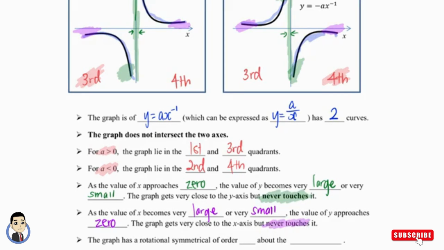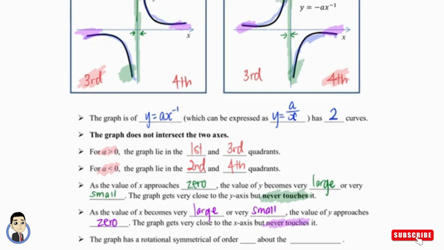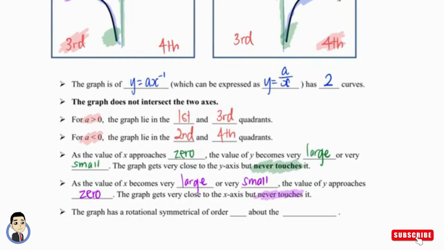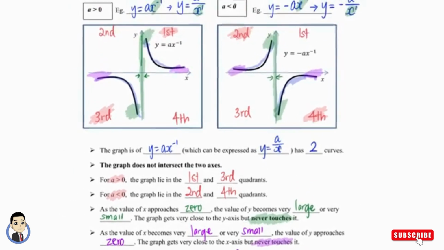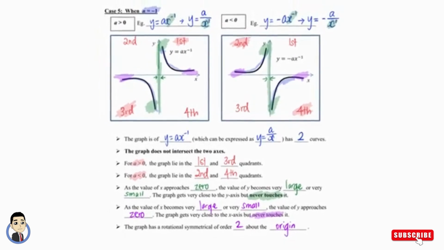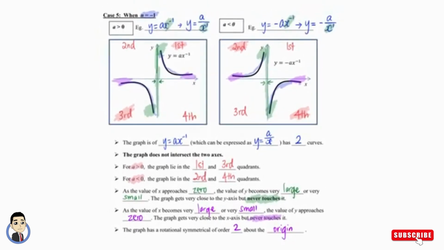And lastly, same as the cubic function, this graph actually has a rotational symmetrical order of 2 about the origin. Alright. And with that, we have come to the end of this video for this part of the case when n equals -1. Let's continue to explore another case, shall we?